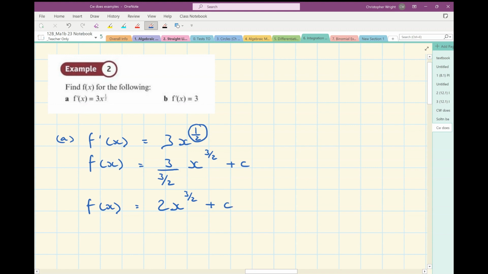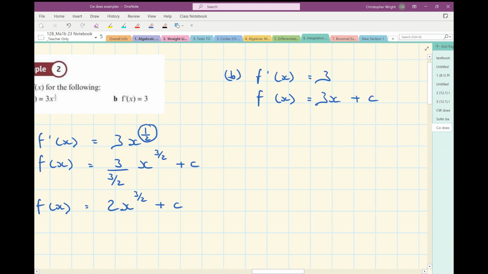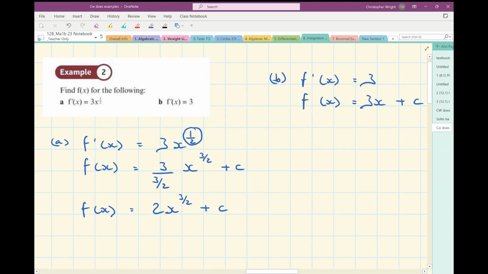Right, let's look at part B. Part B, the question is f dash of x equals 3. So that means that f of x is simply 3x, and don't forget your constant term. And there's example 2 done.